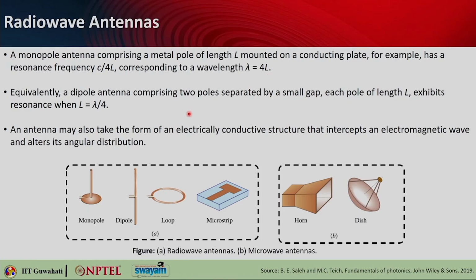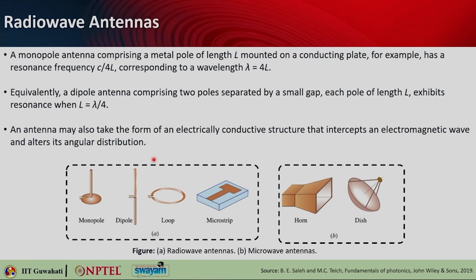Okay. Equivalently you can also have a dipole antenna which comprises two poles. Di means 2. So, there are two poles which are separated by a small gap, as you can see here. Each of these poles is of length L, and again L is lambda by 4 when this antenna will show resonance. There are other types of antennas as well, loop and microstrip. We will not go into details of those. We are mainly focusing on the dipole and monopole, because we will see their analog in the plasmonic domain.